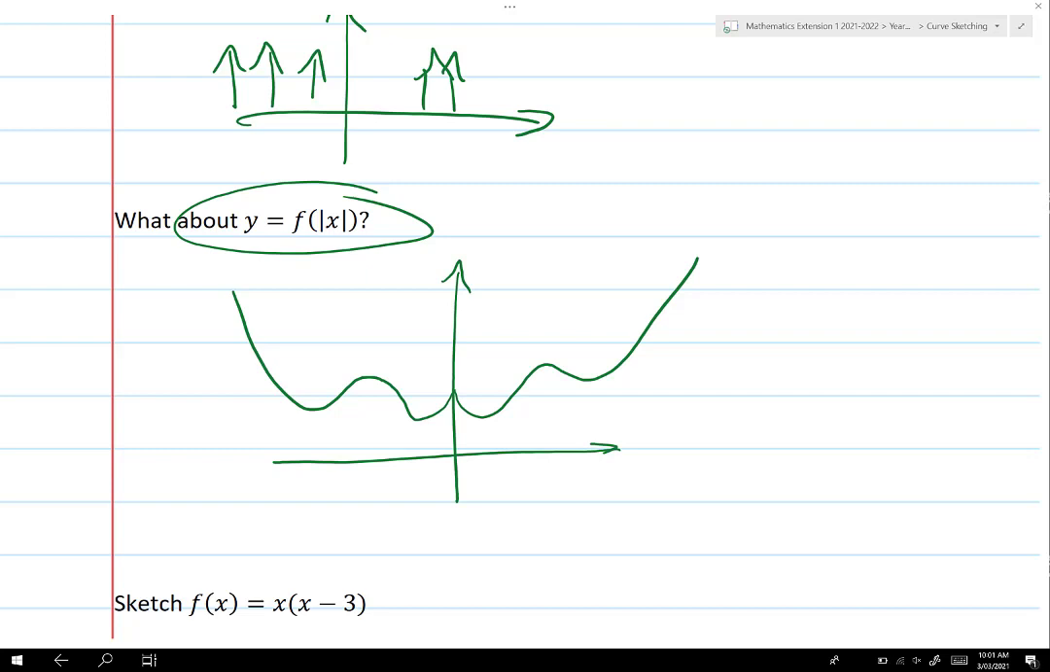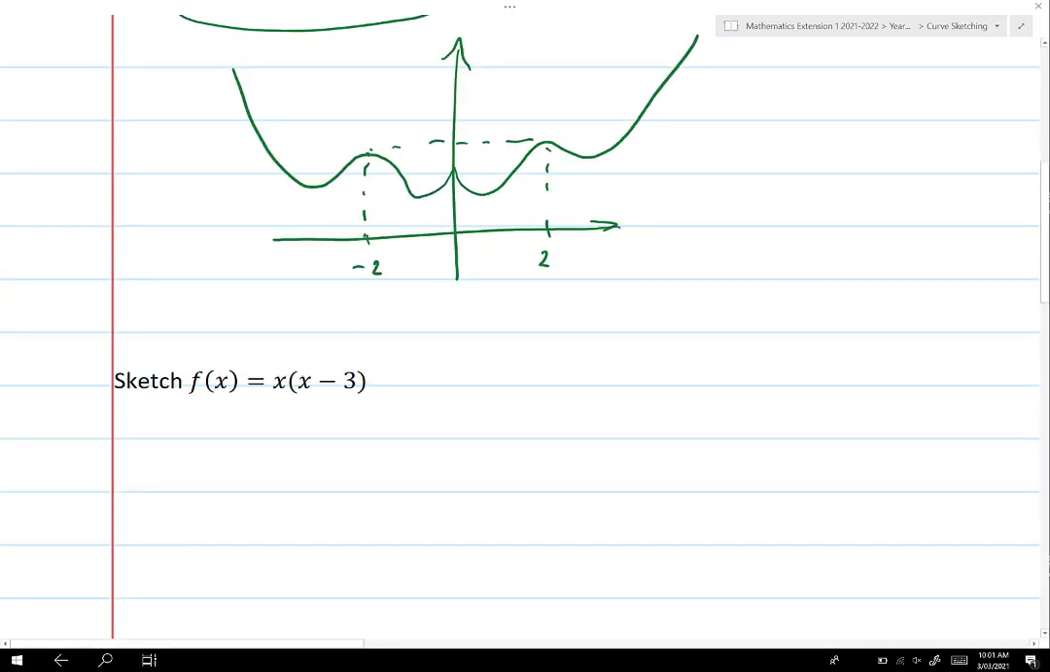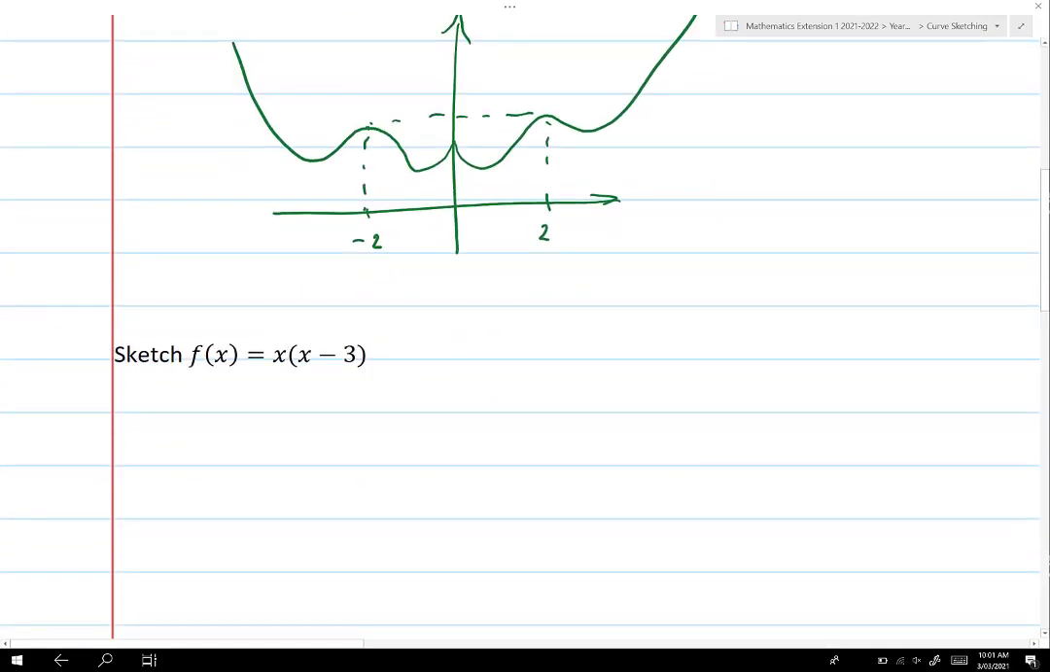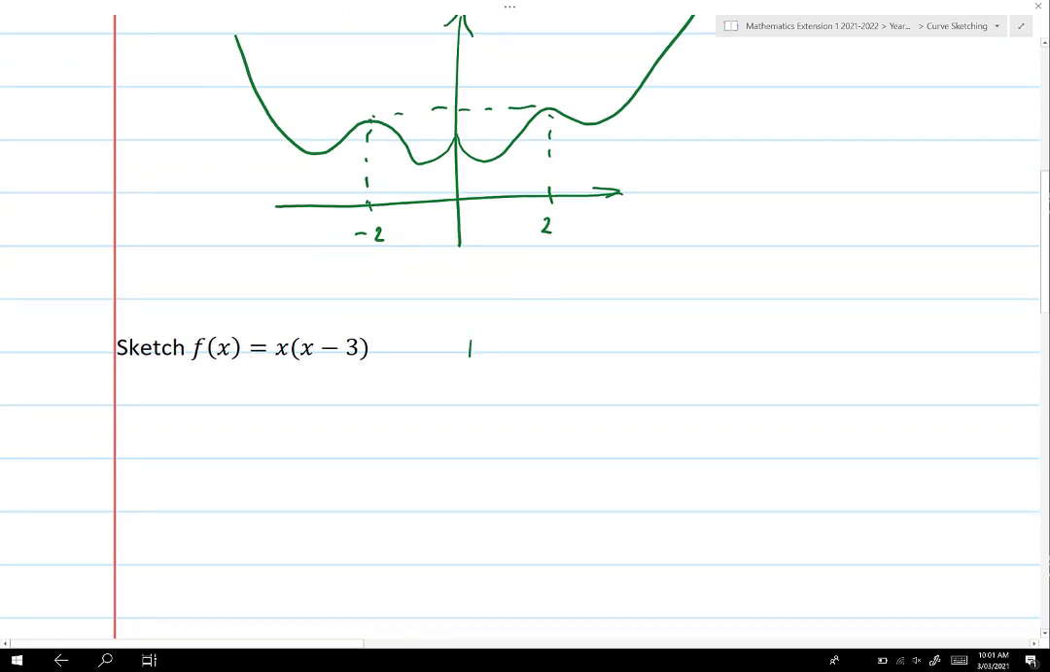So the idea is if you've got the value of the function at 2, it should have exactly the same value at -2. Right? And that's the same for all values. So I think this one, I'm not surprised, is going to be easier for us. Right? Let's see. So let's sketch this.